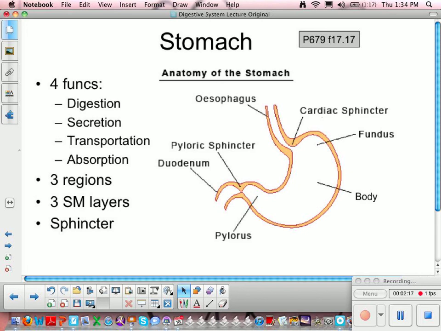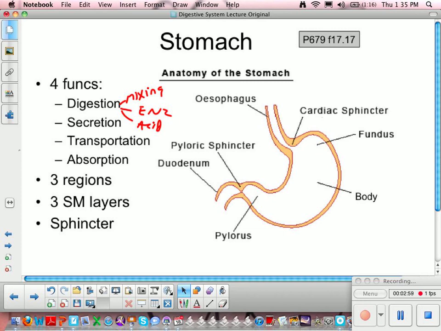Okay, here's the stomach. Stomach has four functions: digestion, secretion, transportation, and absorption. The digestion part comes in with mixing movements of the stomach. So mixing movements, enzymes, and acid. Secretion is related to the enzymes and the acids. Acid is secreted in the stomach, so are those enzymes, and we'll talk in detail about those. And absorption in the stomach, we'll talk about what's absorbed there.